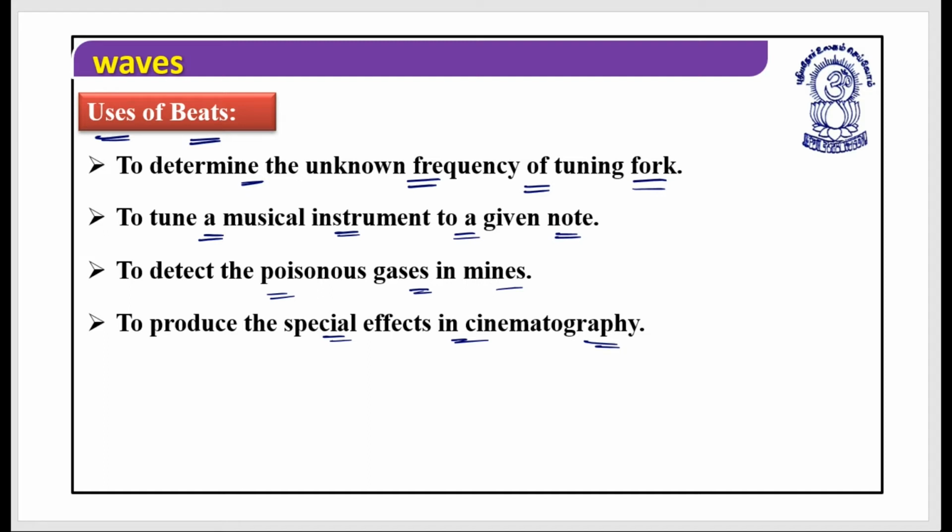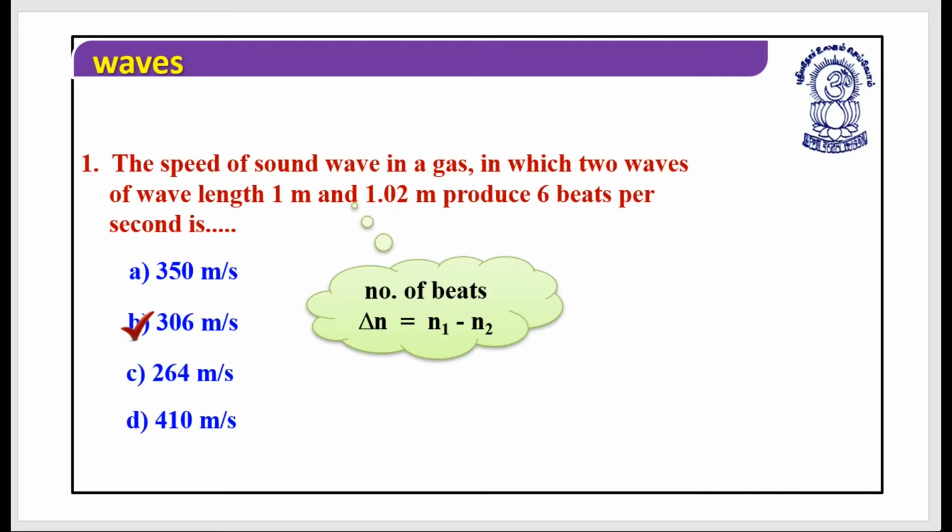Great. So now let's begin the question answers on beats. Let's look at the first question. It says: the speed of the sound wave in a gas in which two waves of wavelength 1 meter and 1.02 meter produce 6 beats per second is, that means the speed of the sound wave is required.